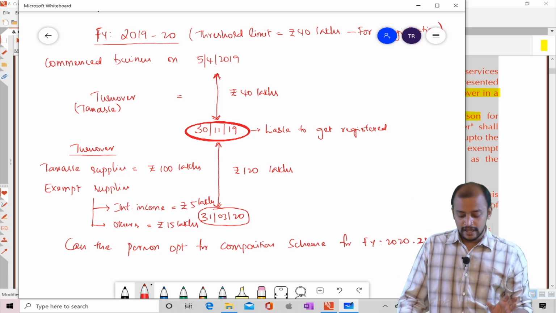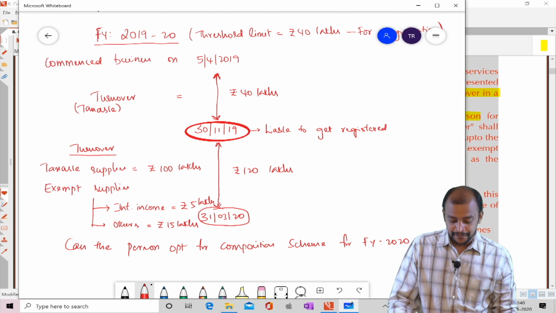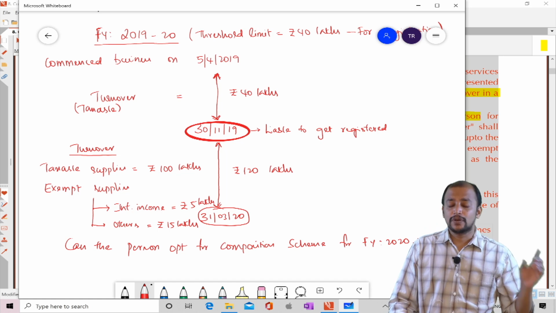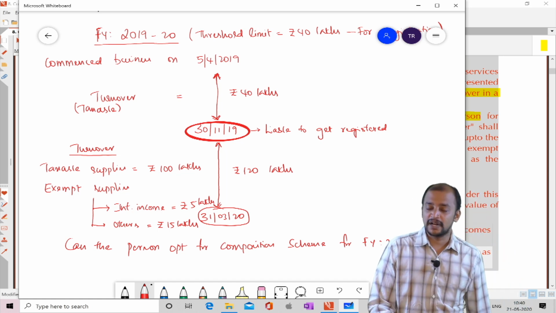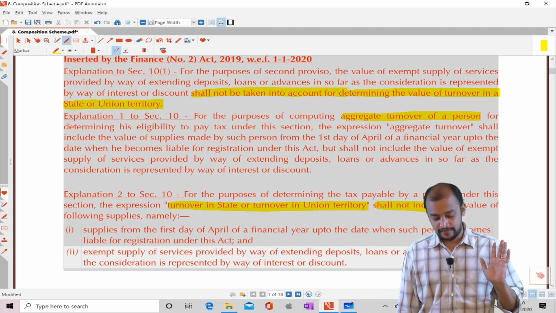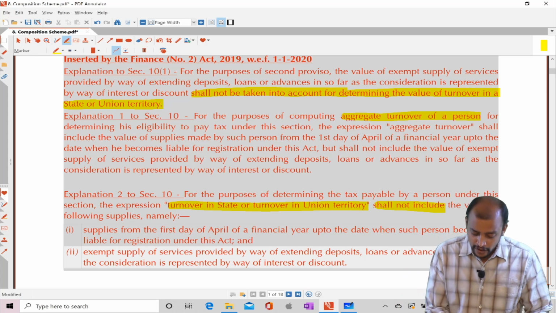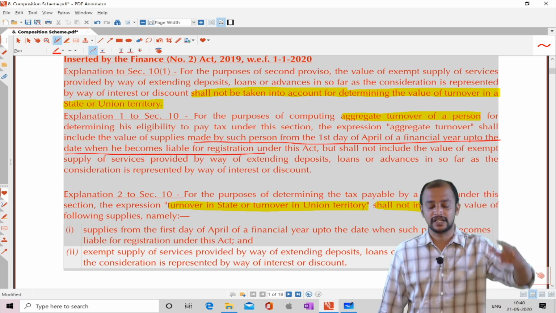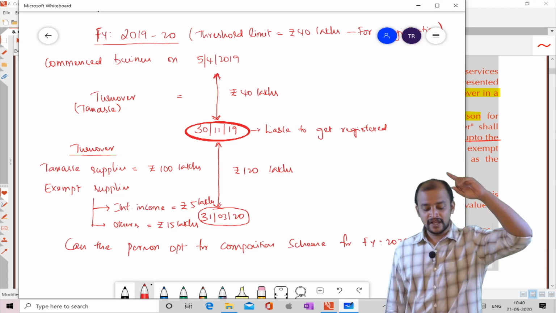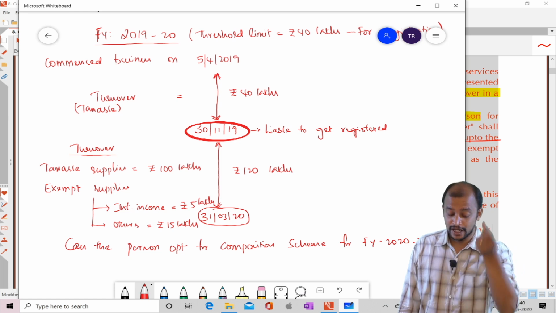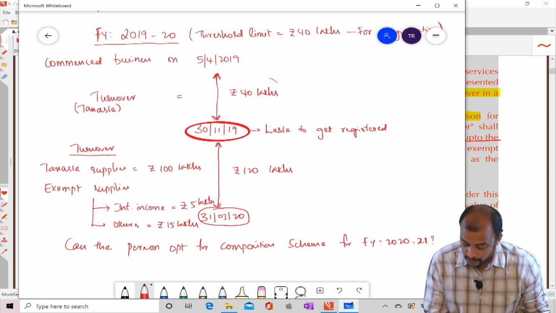So therefore whether we need to count 40 lakhs or not is a question. We need to count. That is what explanation 1 says. What does explanation 1 say? See that. While computing the aggregate turnover, it shall include the value of supplies made by such person from the first day of April of a financial year up to the date when he becomes liable for registration. So in our illustration, from 5/4/2019 till the date he becomes liable to get registered, some turnover is there, you count it. So 40 lakhs should be counted.